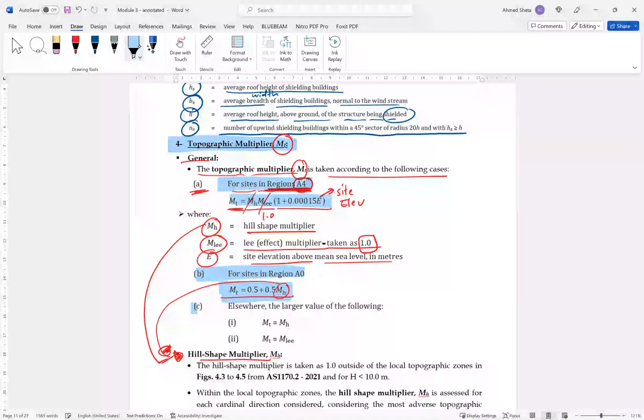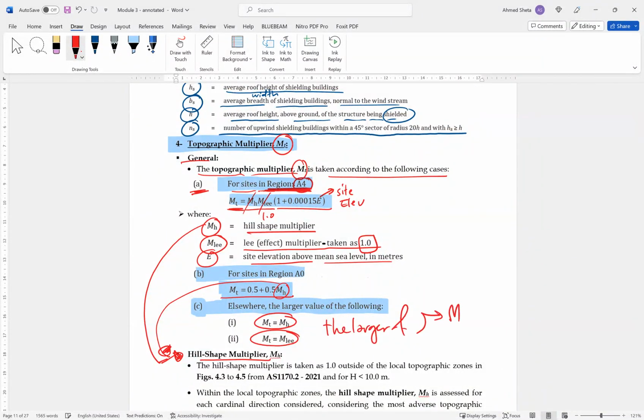The third case is otherwise or elsewhere, the larger value of the following. So in other cases, MT will be the larger of MH and MLE. So if MLE is taken as 1, it is the larger of MH or 1.